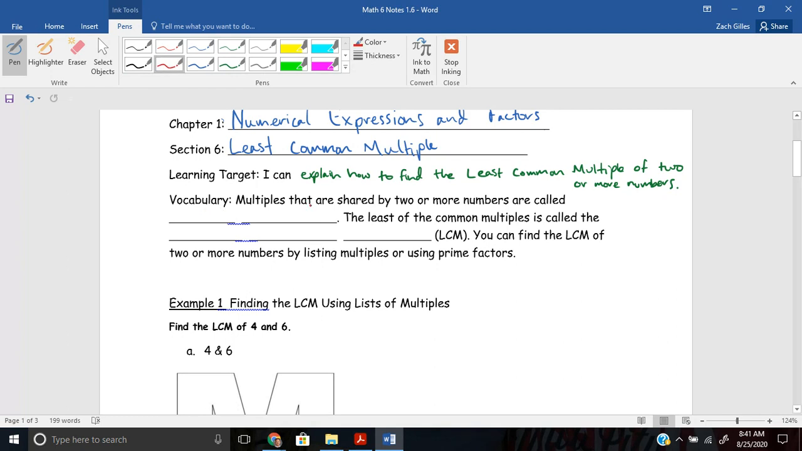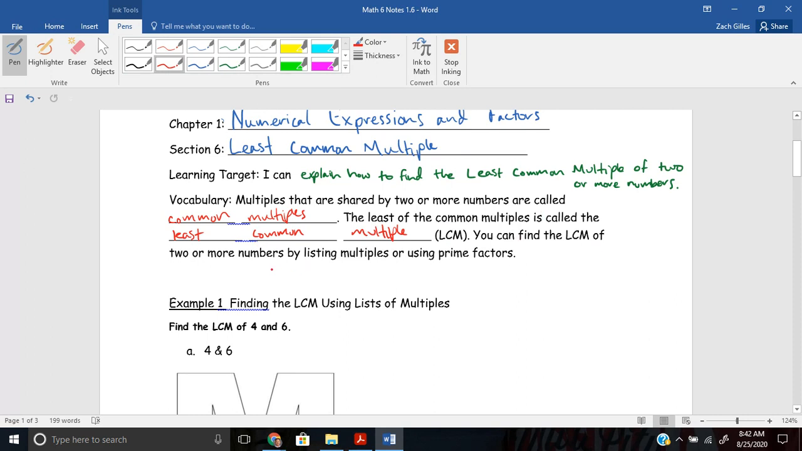So for our vocab today, it says multiples that are shared by two or more numbers are called, that would be, common multiples. The least of the common multiples, so the smallest of the common multiples, is called, and you got it, least common multiple. And again, I'll refer to that as the LCM, so I don't have to say that mouthful every time.